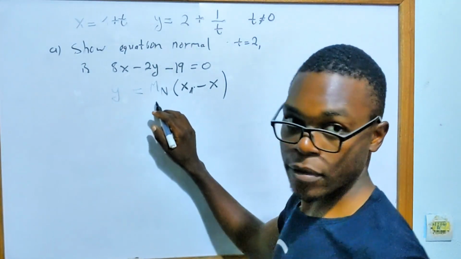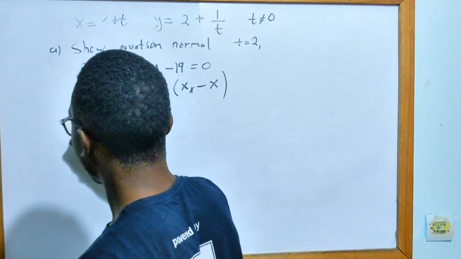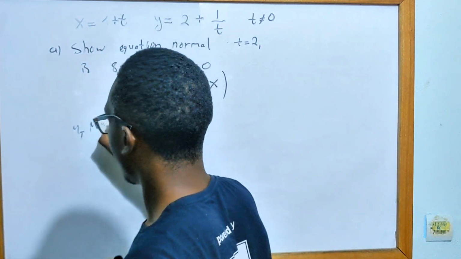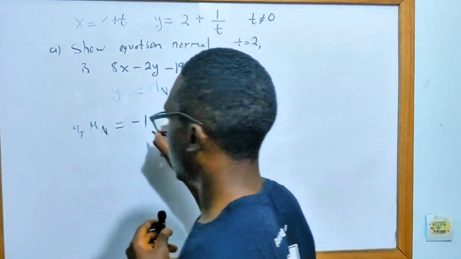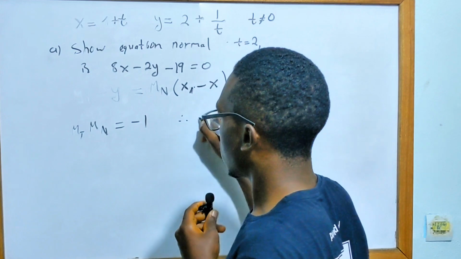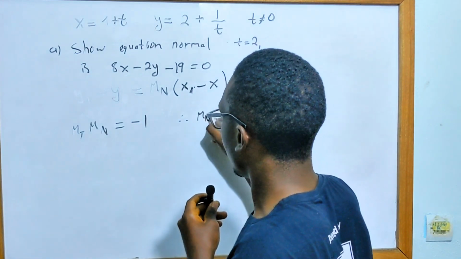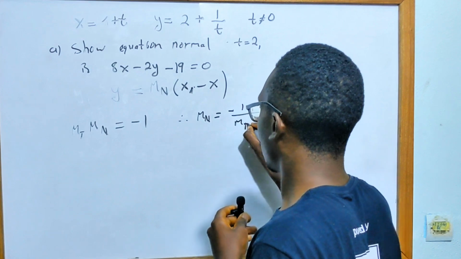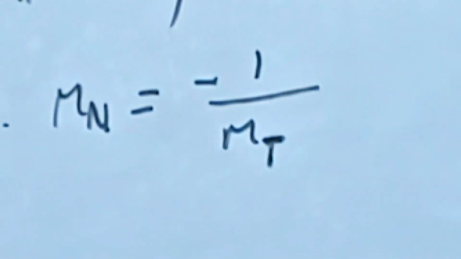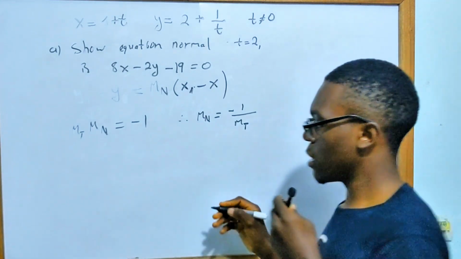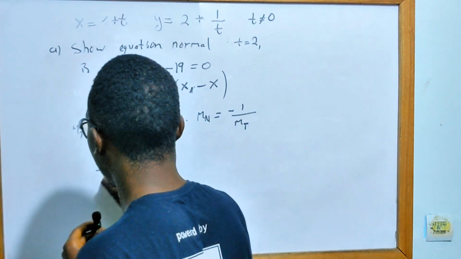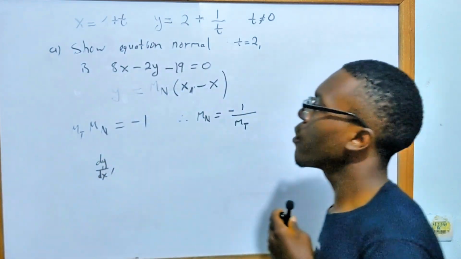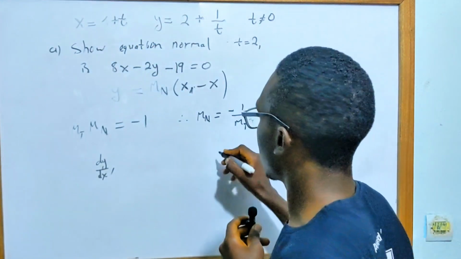To find m of n, we know that the gradient of the tangent times the gradient of the normal equals -1. Hence, the gradient of the normal equals -1 all over the gradient of the tangent. And how do we find the gradient of the tangent? It is dy over dx, and we can do that by differentiating this and this.